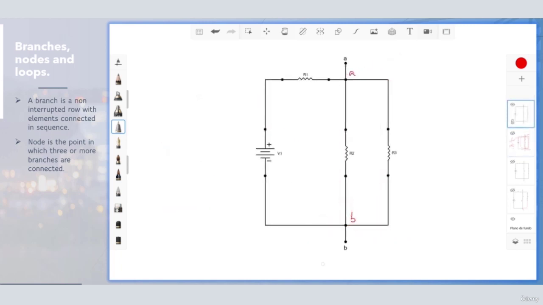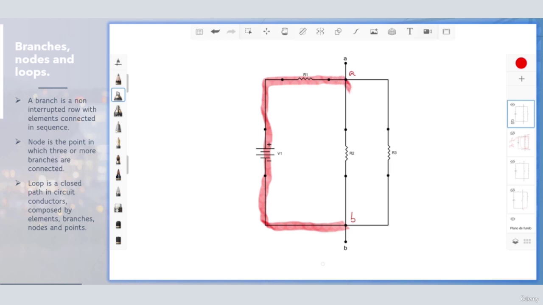So now let's introduce loop. A loop is a closed path in circuit conductors composed of elements, branches, nodes, and points. To identify a loop, we are going to draw continuous lines, and to be closed, the start point of the line must be connected to the end point of the line we are drawing. So let's start from B. Let's draw a continuous line passing through the conductors or elements. So if I cross here, my start point is together with my end point of the red line. So this is the first loop.